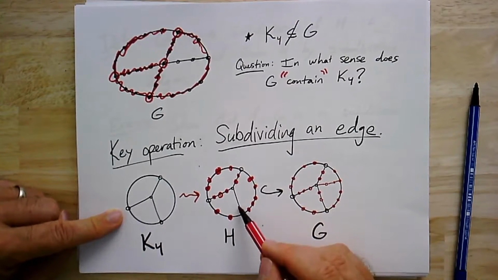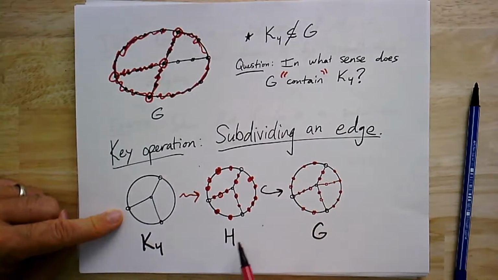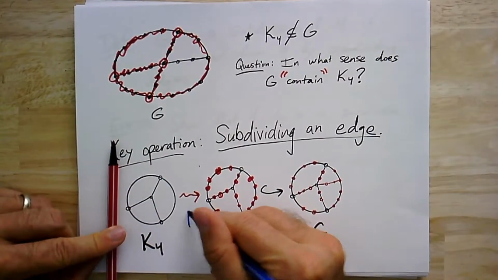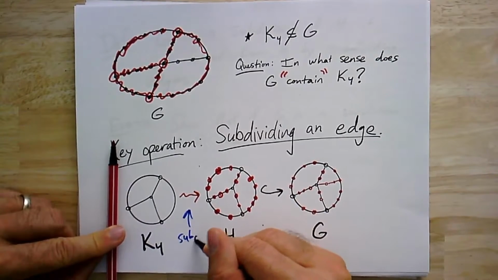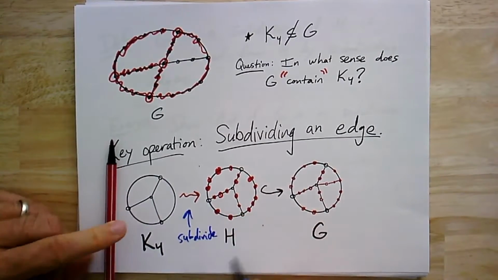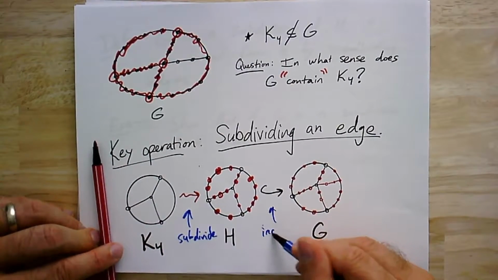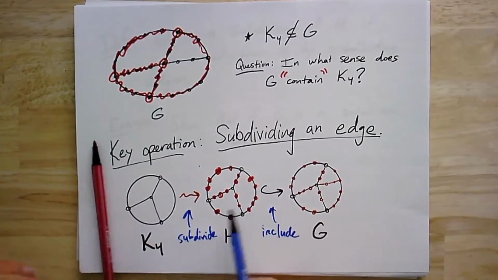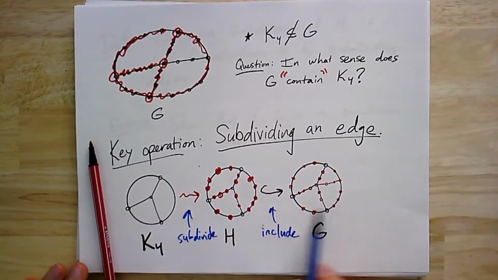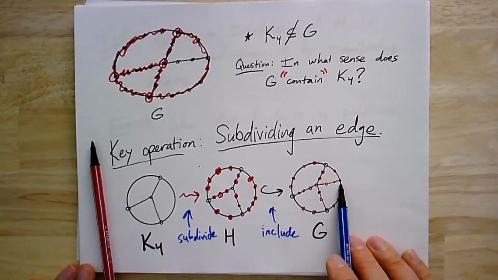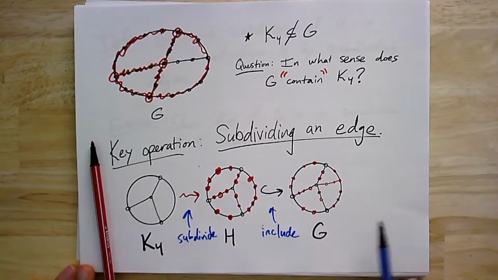Right, so this graph H here is a subdivision of K4. So this first step here is subdividing. So we subdivide the graph, and then after we've subdivided it, we can include it, that it is a subgraph now. Right, so there is this injective map from H into G, right? It hits part of G, it doesn't get this spoke here.